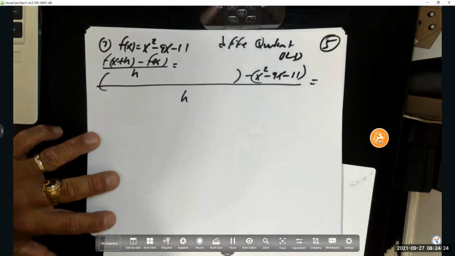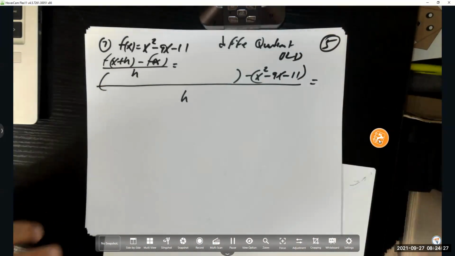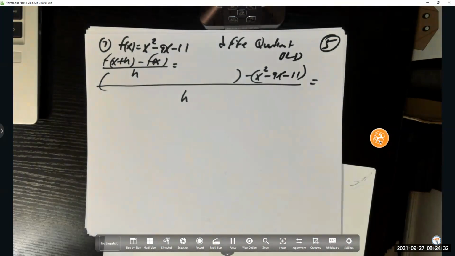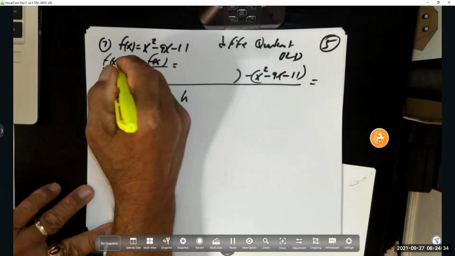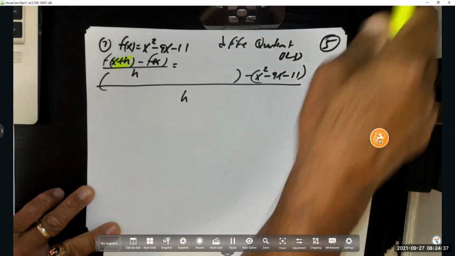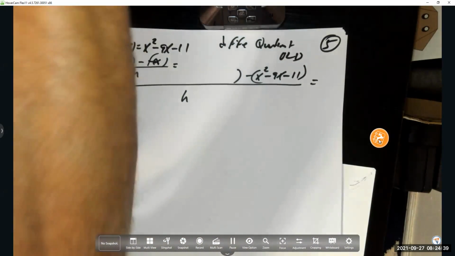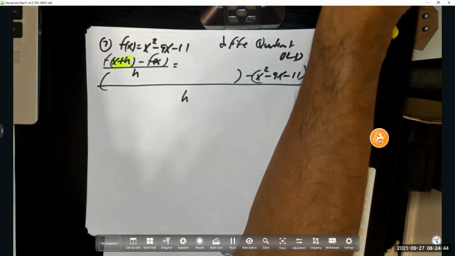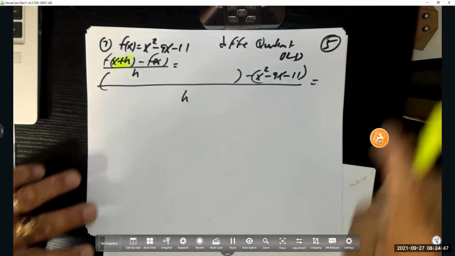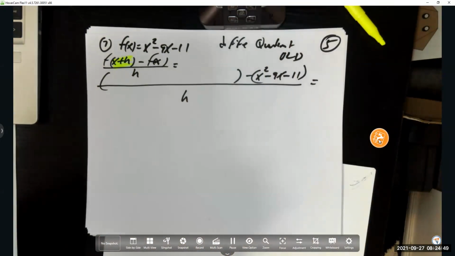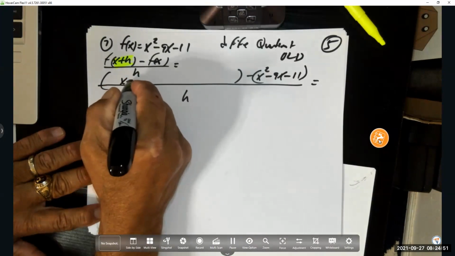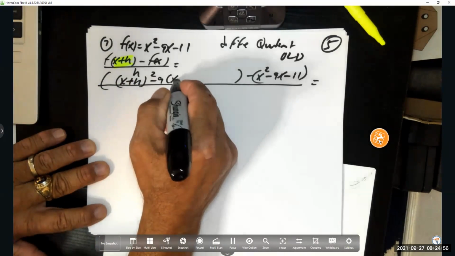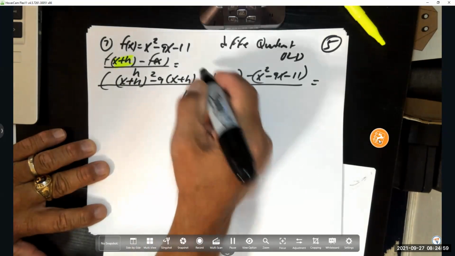The new one, instead of only the x, you have to put the x plus h in there. So you're going to have to put this business, that right there. x plus h is going to go in there. Let me set that out for you right now. So we're going to go (x plus h) squared minus 9 times (x plus h) minus 11. The new.